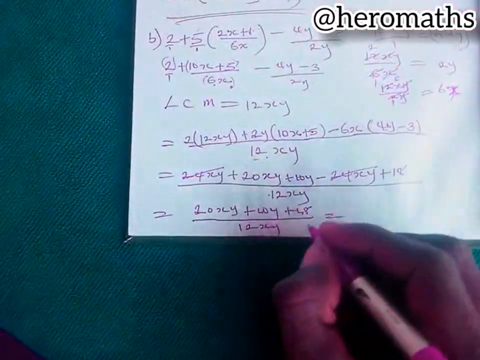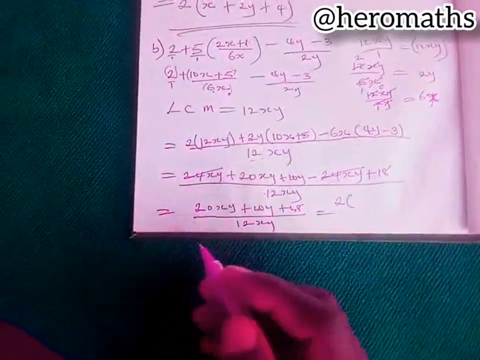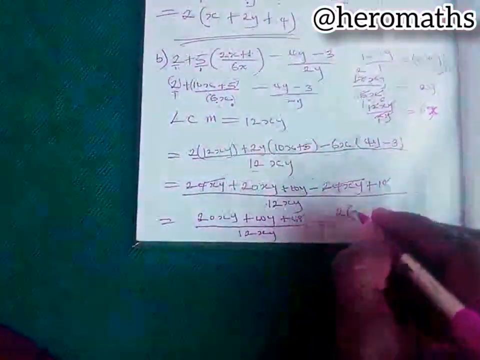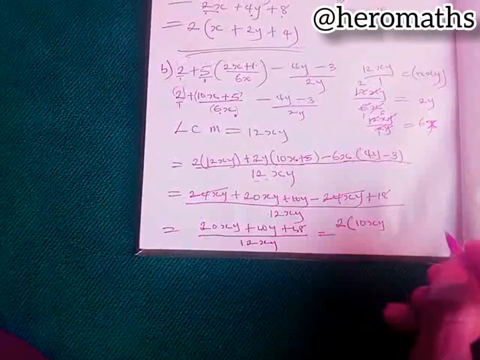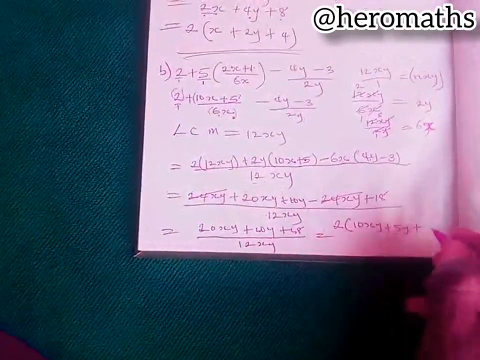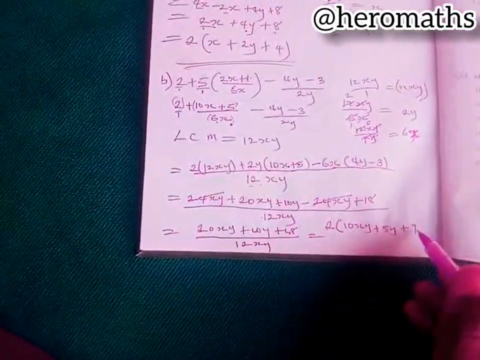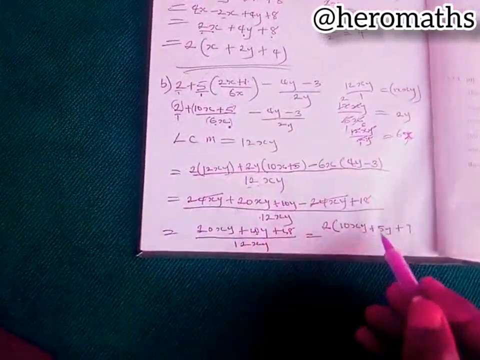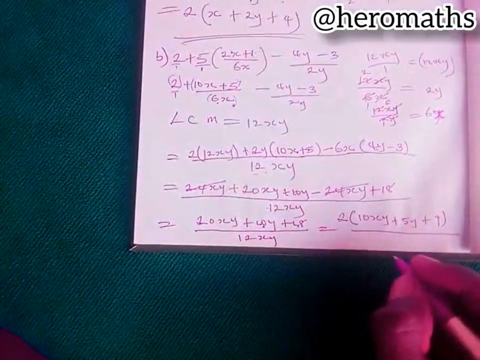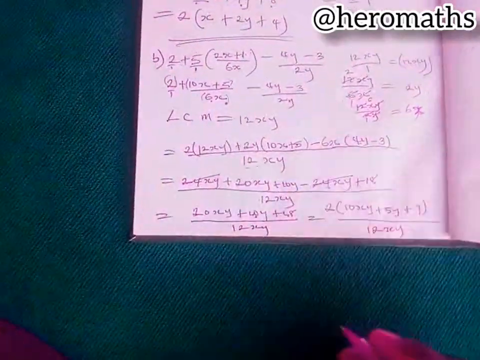So let's see what we can do. Put 2 out of your bracket. 2 into 20, that is 20xy divided by 2 will give us 10xy plus 5y plus 9. Because 2 into 18 will give us 9. 2 into 10y will give us 5y, close bracket, all divided by 12xy.